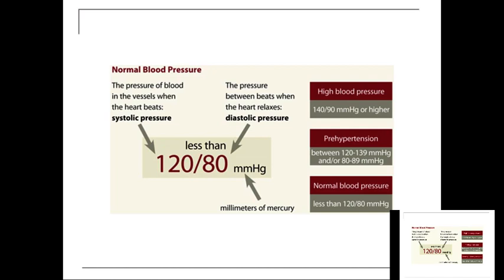So the blood pressure of the vessels when the heart is beating, the systolic number, the top number, we want less than 120. The pressure between the beats is diastole. That's when the heart is relaxing or the ventricles are relaxing. We want that pressure to be less than 80 millimeters of mercury, 120 over 80 or less than that. That's normal. If it's between 120 to 139 over 80 to 89, that's pre-hypertension. And if it's 140 over 90 or above, that's high blood pressure.